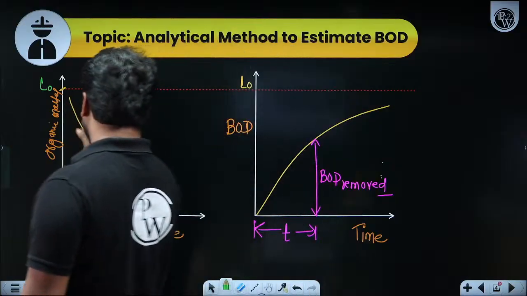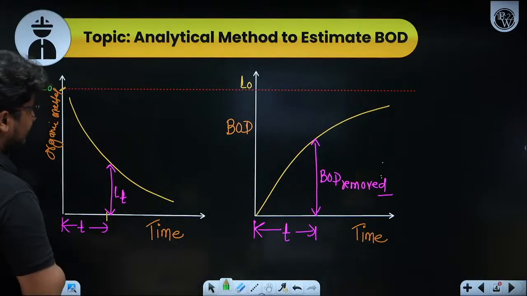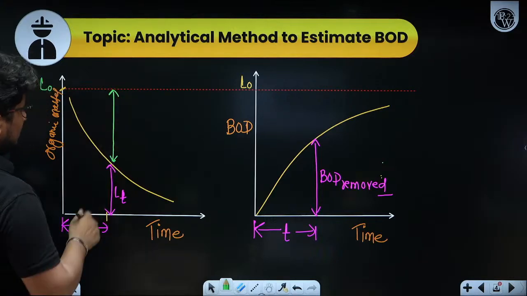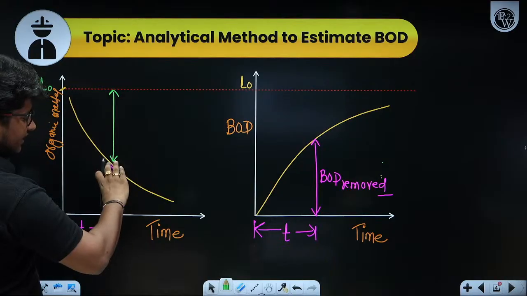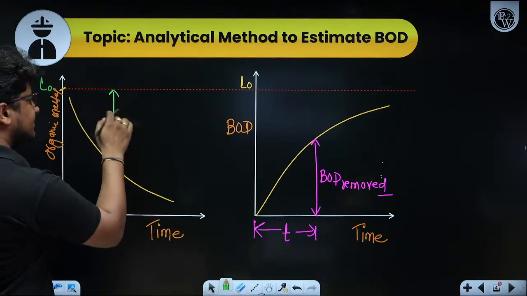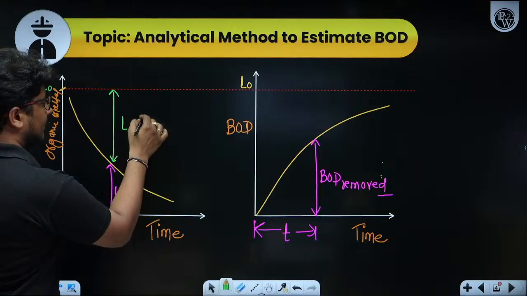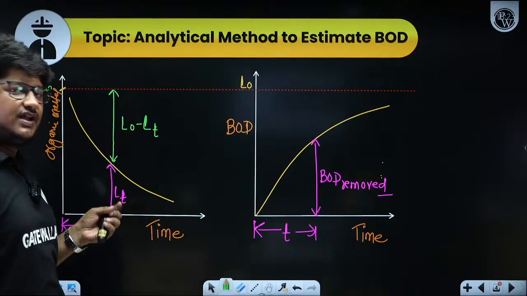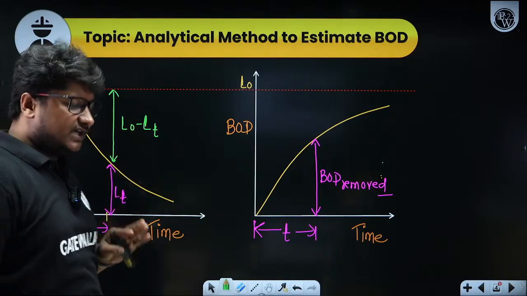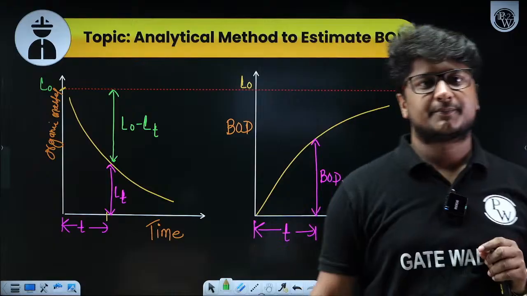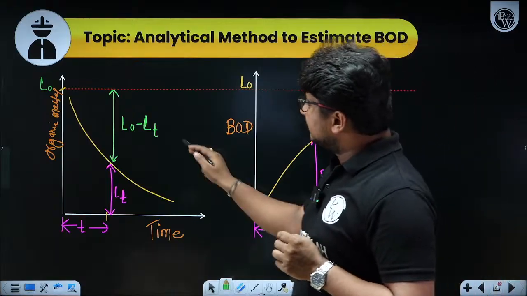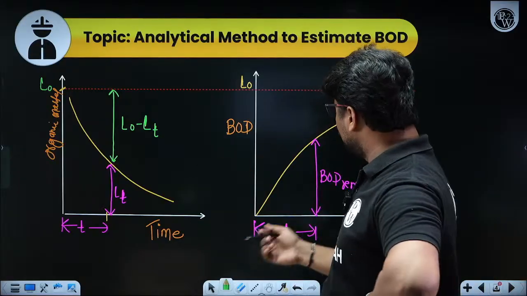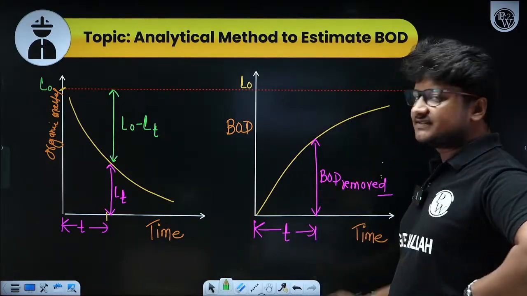Now after time t, Lt is the organic matter which remains in the system. So how much is removed? It is L0 minus Lt. This much organic matter, L0 minus Lt, is removed after time t, or after degradation for t time. Now to remove L0 minus Lt organic matter, we have used this much BOD. Can I say like this?